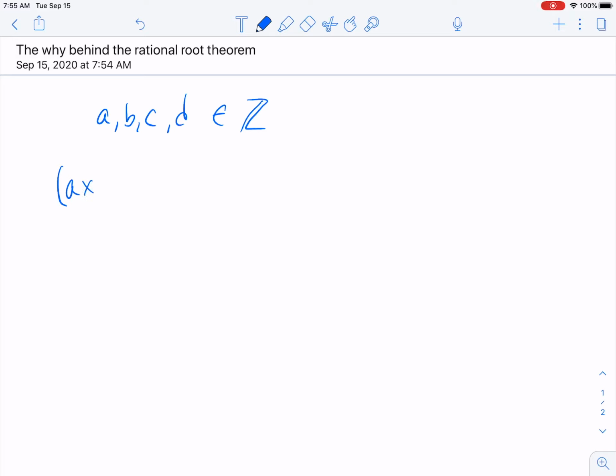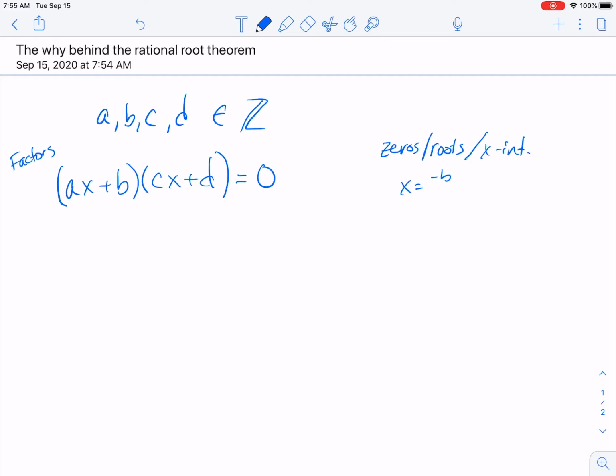We've got two factors, ax plus b times cx plus d. If this were equal to 0, then these would be the factors, and the zeros, or the roots, or the x-intercepts, would be x equals negative b over a, or x equals negative d over c, based on the way that I have this set up.